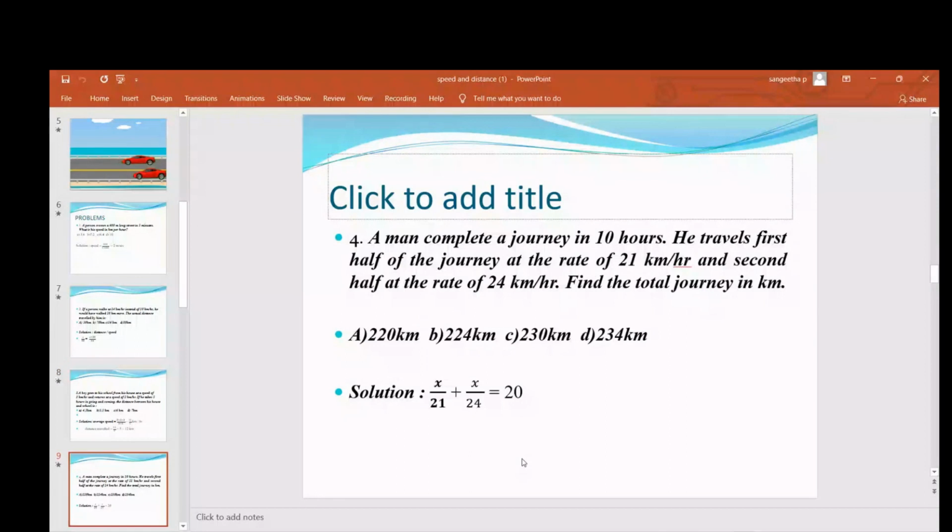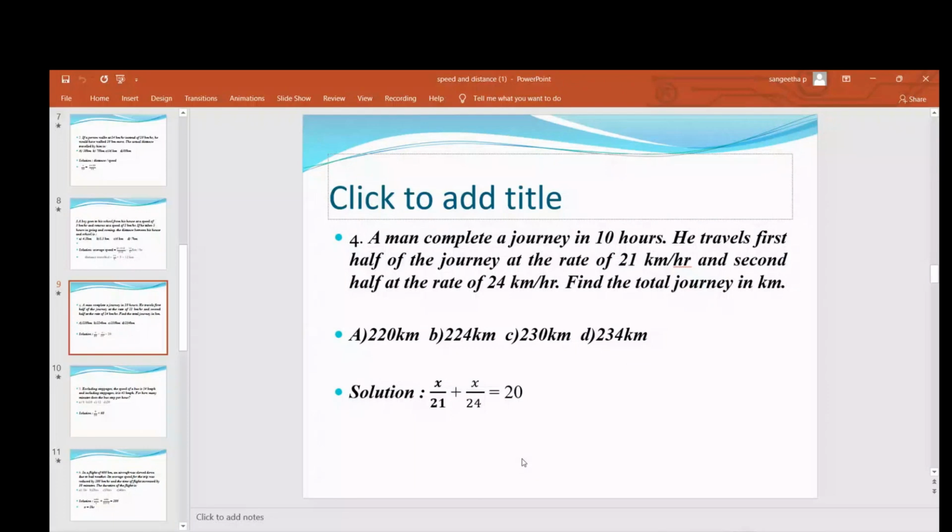A man completes his journey in 10 hours, and he travels the first half of the journey at the rate of 21 km per hour, and the second half of the journey at the rate of 24 km per hour. Find the total journey in kilometers. So the total journey is 220 kilometers.